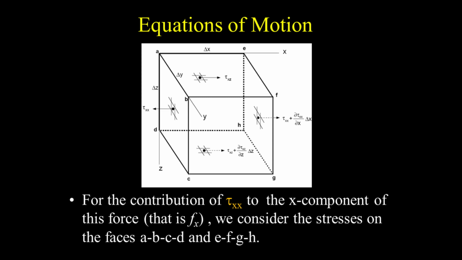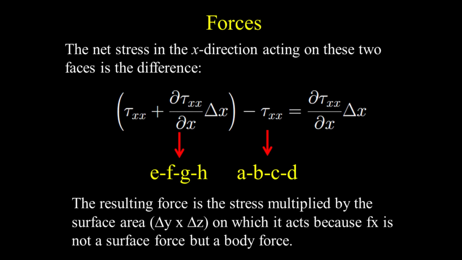For the contribution of tau xx to the x component of this force, that is Fx, we consider the stresses on the faces A, B, C, D, and E, F, G, H. The net stress in the x direction acting on these two faces is given by this difference, which is the stress on the face E, F, G, H minus the stress on the face A, B, C, D. The resulting force is the stress multiplied by the surface area on which it acts, because Fx is not a surface force, but a body force.